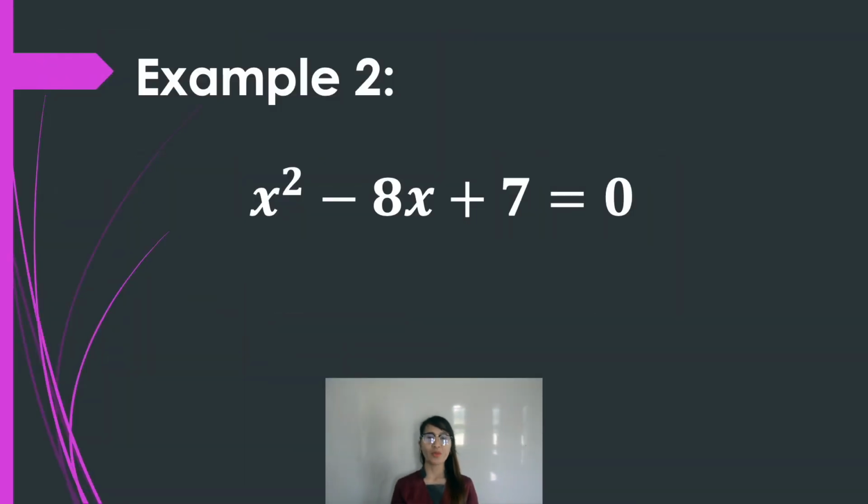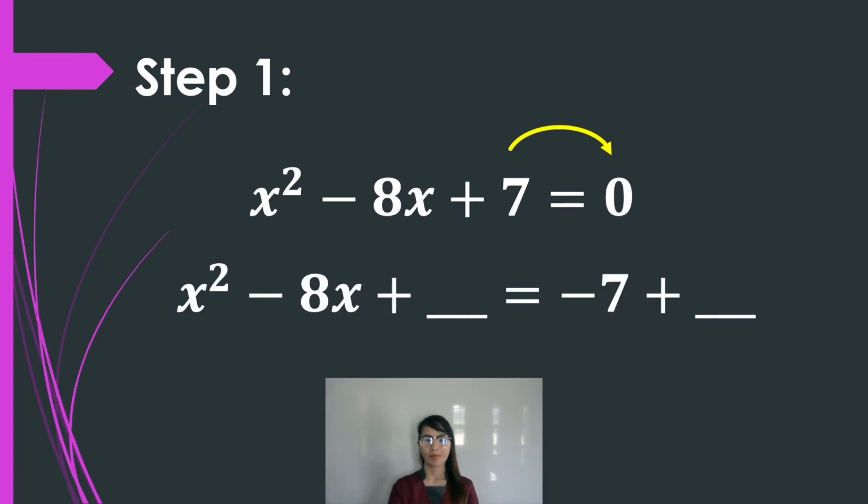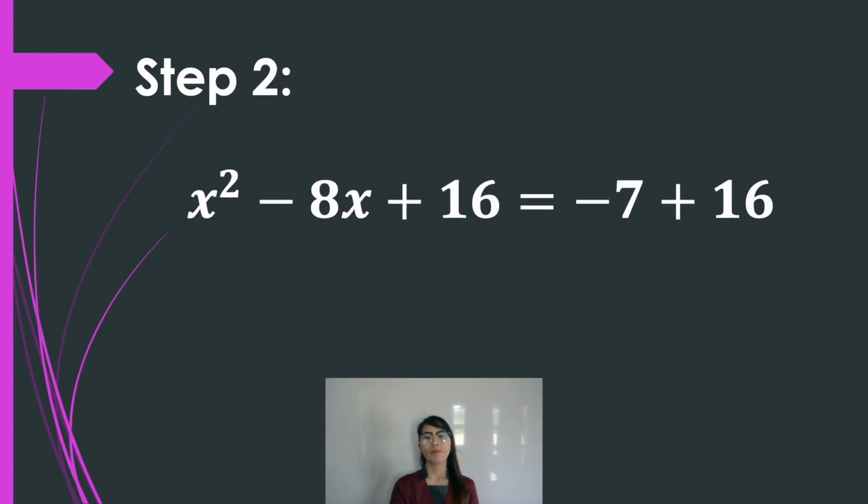We have here x squared minus 8x plus 7 is equal to 0. For step 1, transpose the constant term to the other side of the equation, and leave a space for the third term of the trinomial on the left side of the equation. For the second step, to determine the third term of the trinomial, take half of the coefficient of the middle term, which is negative 8, then square it. Half of negative 8 is negative 4. Then negative 4 squared is equal to 16.